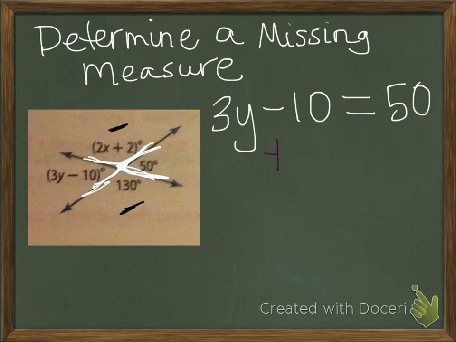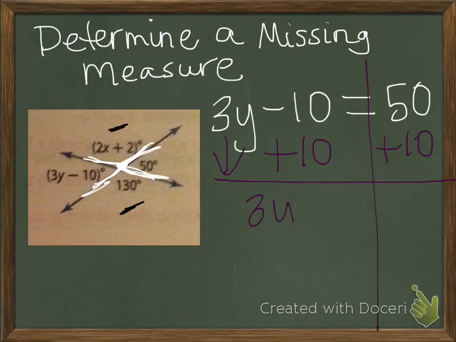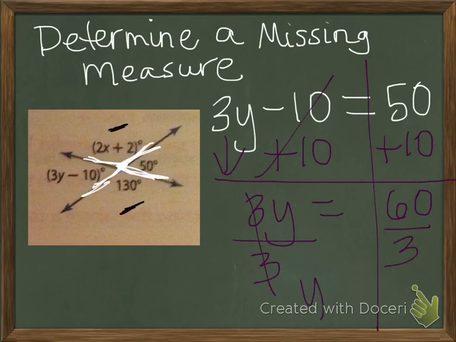Alright, so I know you did left side, right side. Plus 10 on this side, plus 10 on this side. I'm left with 3 y's, nothing, an equal sign, and 60. So 3 y's equals 60, but I need to know what 1 y equals, so I must divide. And I get 1 y equals 20.